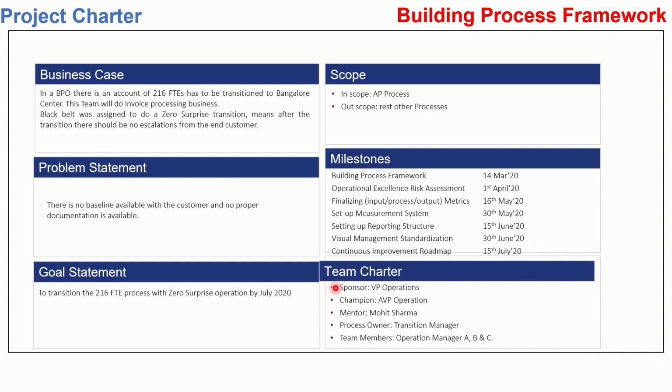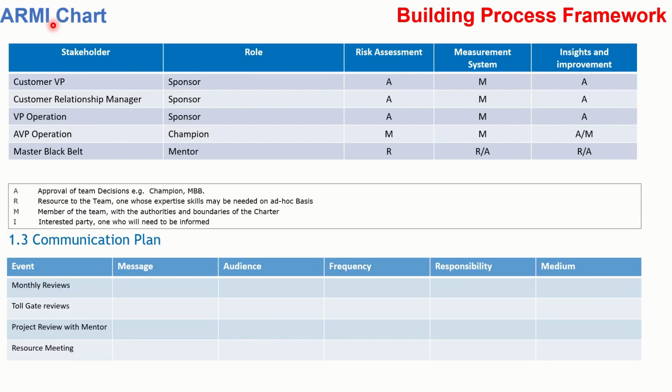The sponsor is the Vice President Operations, champion is the AVP Operations, mentor is Mohit Sharma, process owner is Transition Manager, team members are Operations Manager A, B, and C. Next is to create the ARMY chart. It is part of the building process framework.